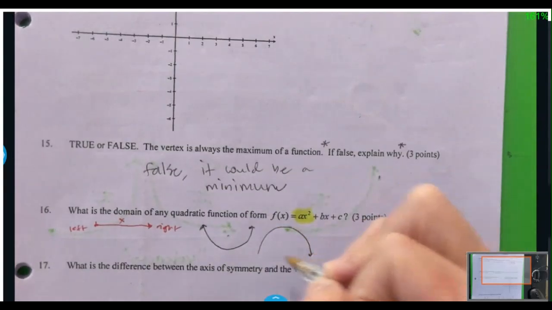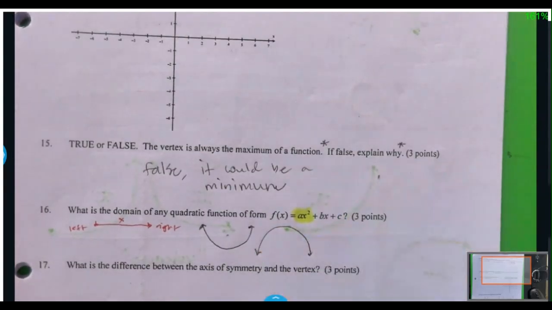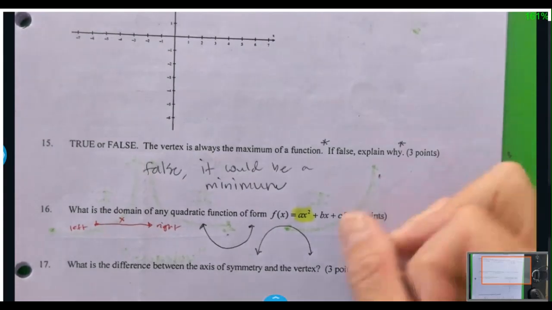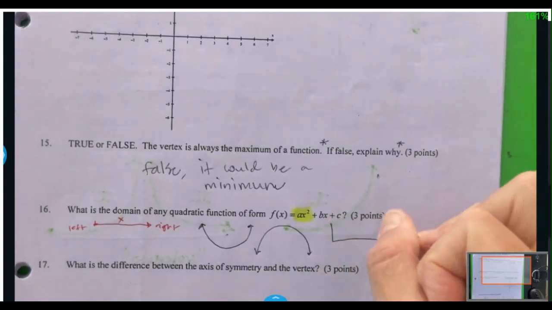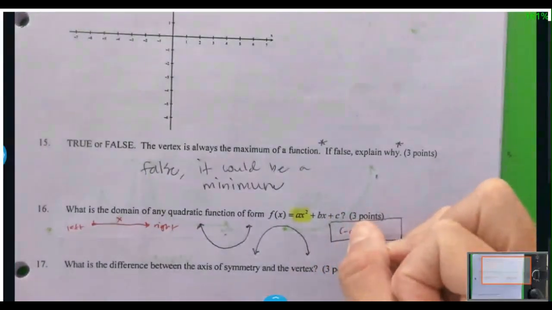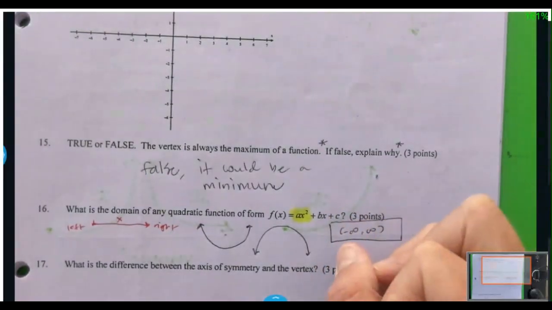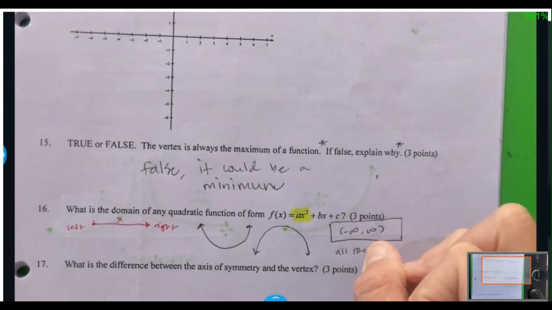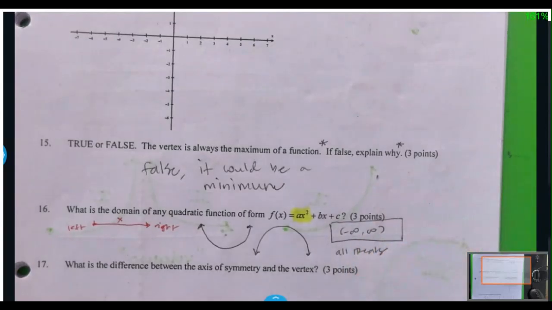So what is the domain of any quadratic equation that either opens up forever to the left and to the right or opens down forever to the left and the right? And what's another way to say that, Demario? Right, negative infinity to positive infinity, or if you prefer, you can say all reals. But a quadratic equation will always have a domain of negative infinity to positive infinity. Now, that's not true for the range, but it didn't ask that question, so.